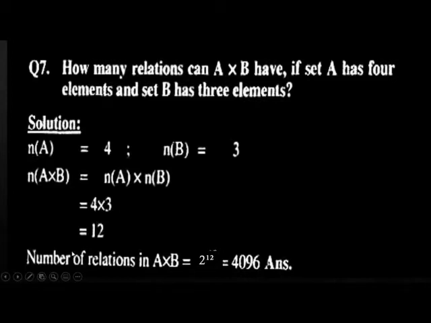Now what we have to find? We have to find the number of relations in A cross B. For the relations we have a formula: 2 raised to the power mn. mn is 12. So 2 raised to the power 12 is equal to 4096. So there are 4096 relations which can be made through A cross B, where A has 4 elements and B has 3 elements.